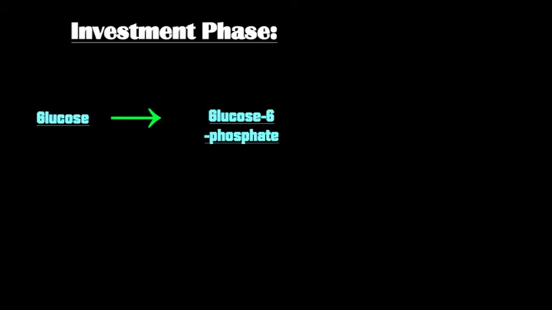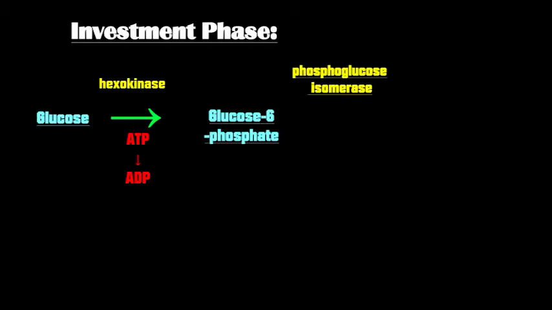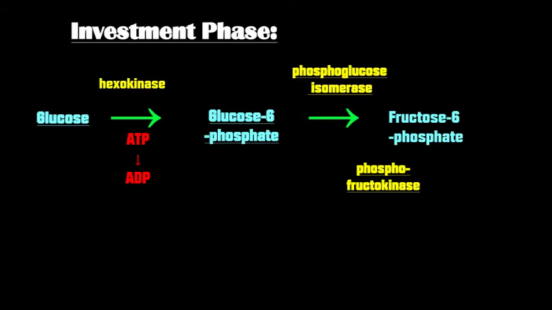The investment phase is the conversion of D-glucose into glucose-6-phosphate. A phosphate group from ATP is transferred to glucose, producing glucose-6-phosphate. The enzyme that catalyzes it is hexokinase. The enzyme phosphoglucose isomerase converts glucose-6-phosphate into its isomer fructose-6-phosphate. And the enzyme phosphofructokinase uses another ATP molecule to transfer a phosphate group to fructose-6-phosphate to form fructose 1,6-biphosphate. Where do we go next, Shama?